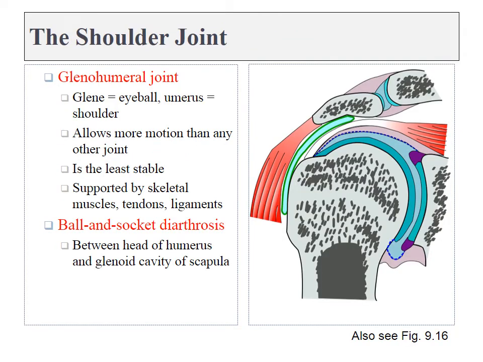Next up is the shoulder joint, or the more anatomically correct name is the glenohumeral joint. Gleno, of course, stands for the glenoid cavity of the scapula, where it connects to the humerus. This joint has the widest range of motion of any of our joints, and for that reason, it's the least stable. It's a ball and socket joint, which makes it a diarthrosis, or a freely movable joint.